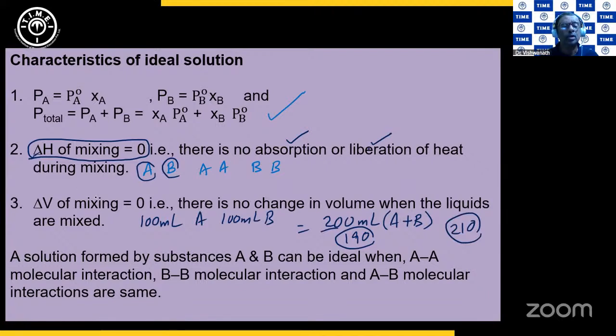But an ideal solution will not do that. Delta V, volume of mixing, is zero. There is no shrinkage, there is no swelling. Here, there is no change in the volume, no heat liberated or absorbed, and obeying of the Raoult's law. And all these things are possible because there is a uniformity of forces.